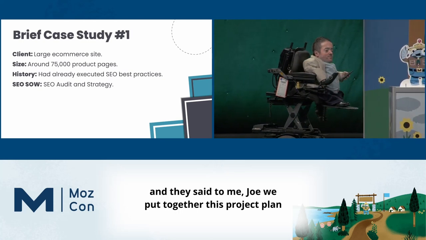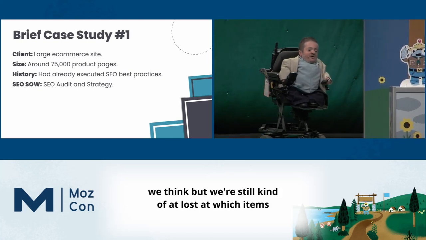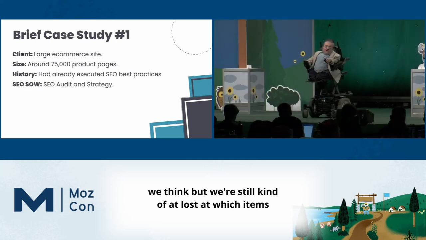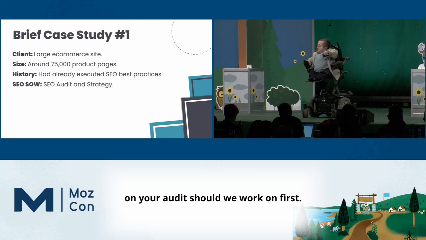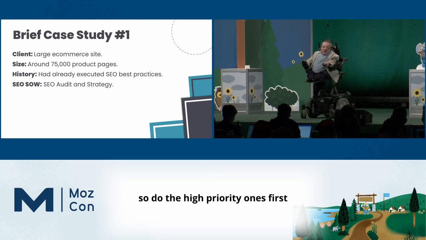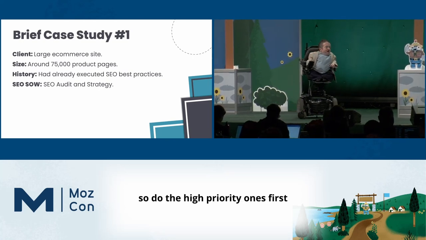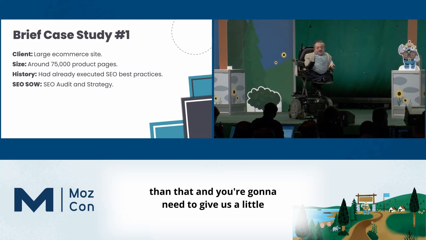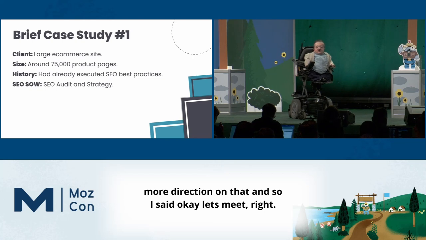And so I got this email from them about a week later, and they said to me, Joe, we put together this project plan, we think, but we're still kind of at a loss as to which items on your audit we should work on first. And I said, well, the high priority items, obviously, right? They're the most important, so do the high priority ones first. And they said, well, it's a little bit more complicated than that, and you're going to need to give us a little more direction on that.